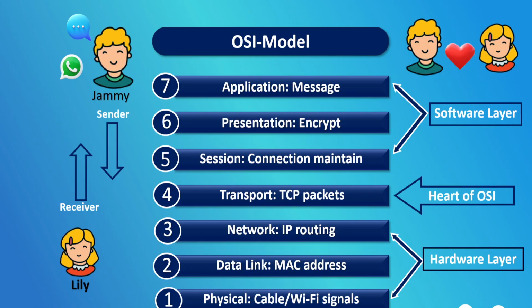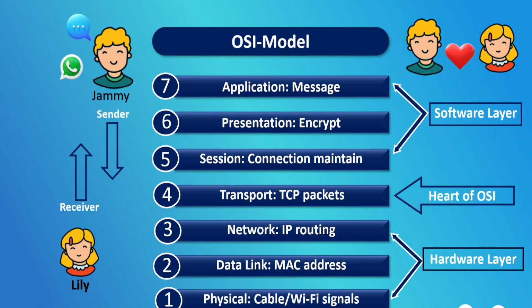Whatever the message was converted to binary, that binary packet will be sent to the data link layer. Here the data will have the MAC address. It will see, okay, this MAC address belongs to me. Then it will check the IP address. Okay, the IP address also belongs to me. Then the data will be transferred to the next layer, layer 4.